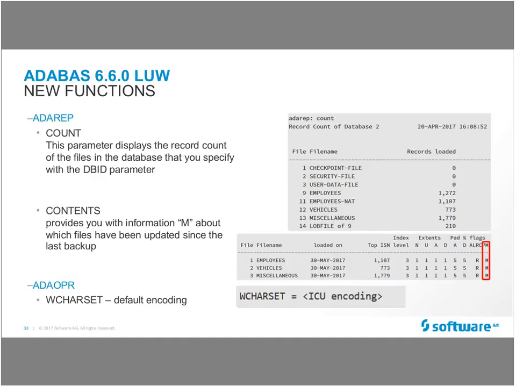The next changes we did were also requirements. Customers want to have the count of the files, records loaded in the overview. That's what we did. You can see it, records loaded. Another requirement was that you want to see which files have been updated since the last backup. It's marked with the M. You see it in the red box. Now you can see what has changed or not. And of course, Adabas allows you to set the default encoding.